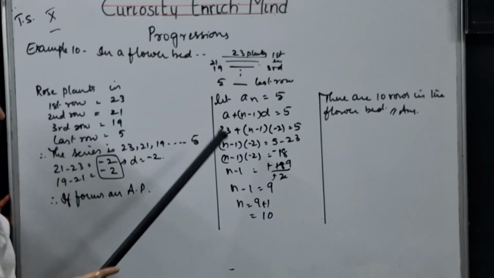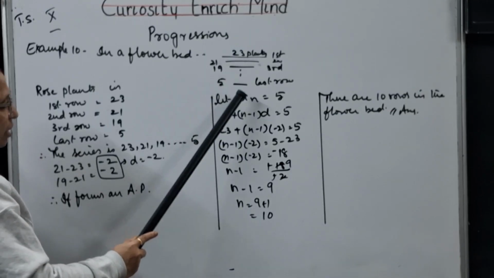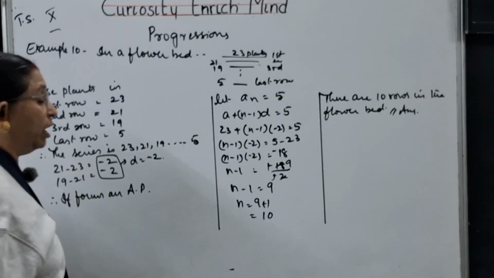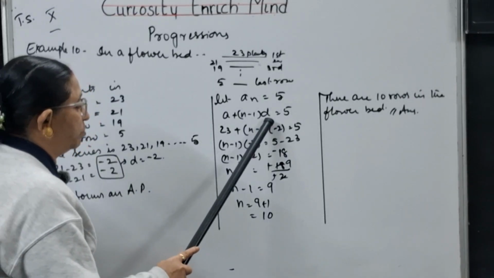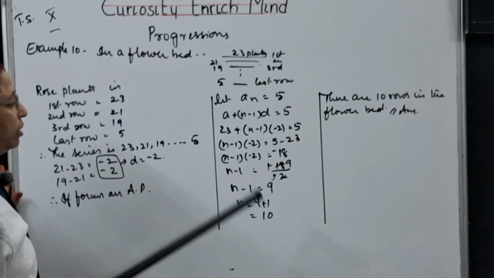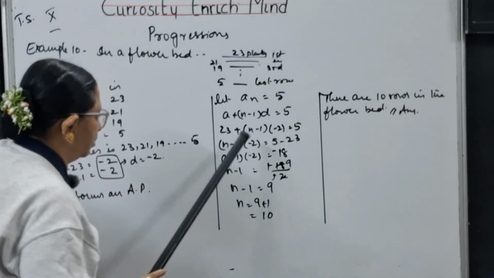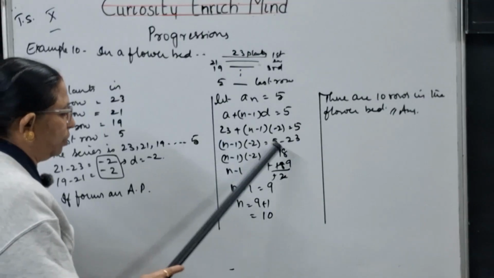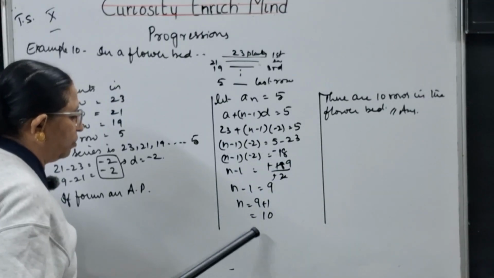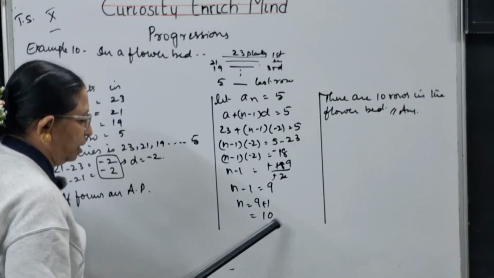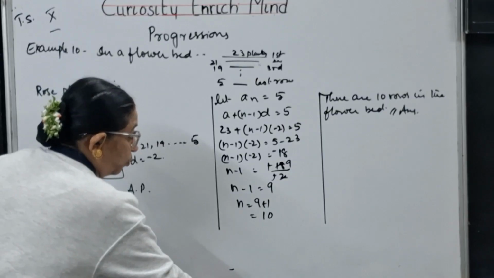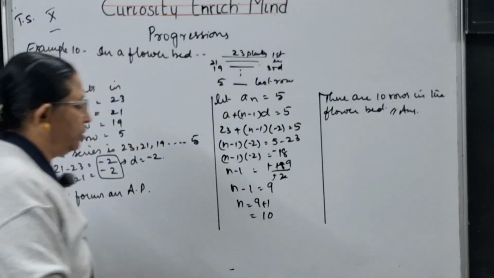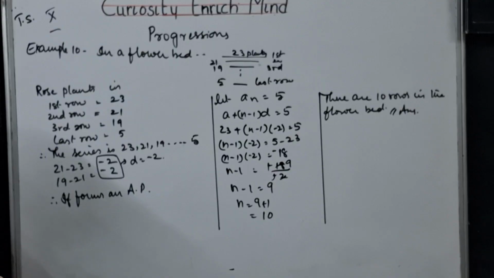If it is forming an AP, we are considering a_n is 5. nth term is 5. That is the nth row. Last row is 5. a plus (n minus 1) into d is 5. So a is 23 plus (n minus 1) into d, we got minus 2, is equal to 5. So on calculation, I have got n value as 10. That means there are 10 rows in the flower bed. Please note it down, children.